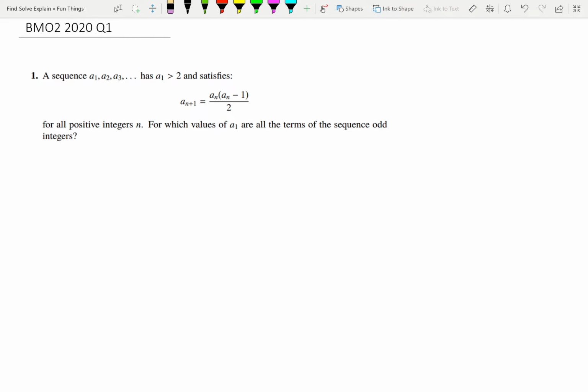Here we have BMO2 2020 question 1. This is a nice question that involves a small amount of modular arithmetic, but other than that it's fairly simple. A sequence a1, a2, a3 and so on has a1 greater than 2 and satisfies the relation a_(n+1) equals a_n times (a_n minus 1) divided by 2 for all positive integers n. For which values of a1 are all the terms in the sequence odd integers?